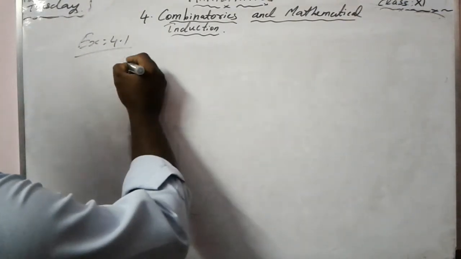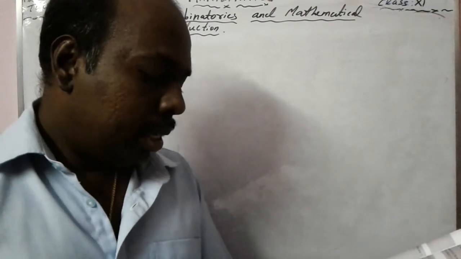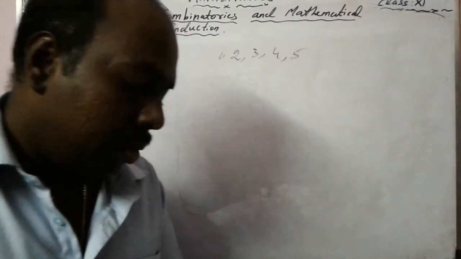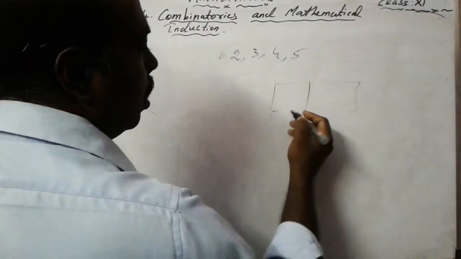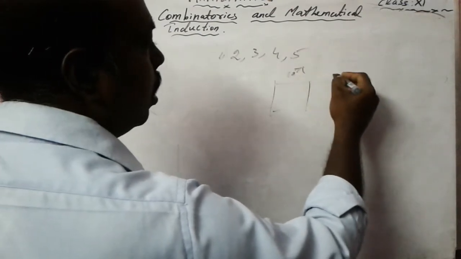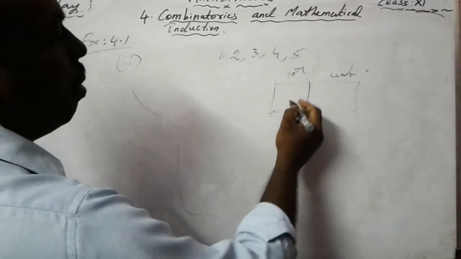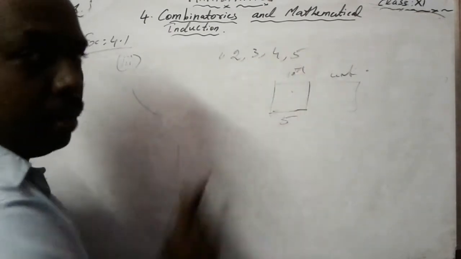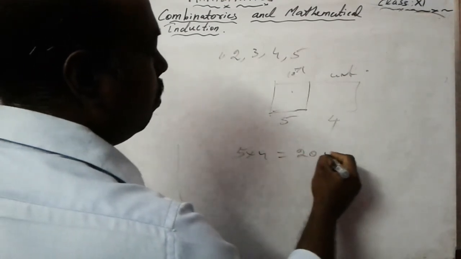Third part. How many 2-digit numbers can be formed using the digits 1, 2, 3, 4, 5 without repetition of digits? So we have to form 2-digit numbers, with a tens place and a units place. The first digit can be filled in how many ways? 5. Am I right? 1, 2, 3, 4, 5. The second digit can be filled in 4 ways. So 5 into 4 equals 20 ways.